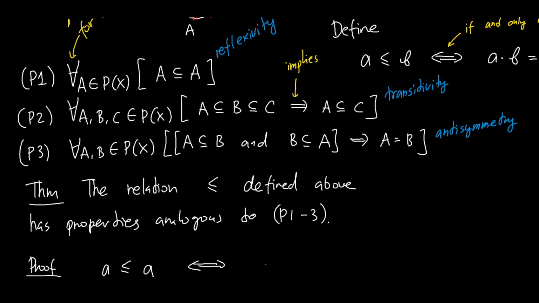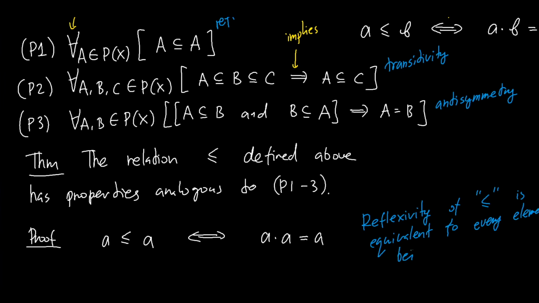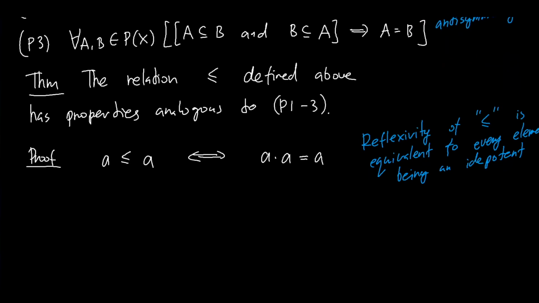A dot A is itself. Okay, but that's exactly A being idempotent, right? So maybe we make a side note here. Reflexivity of this relation is equivalent to every element being an idempotent. That's an interesting fact.